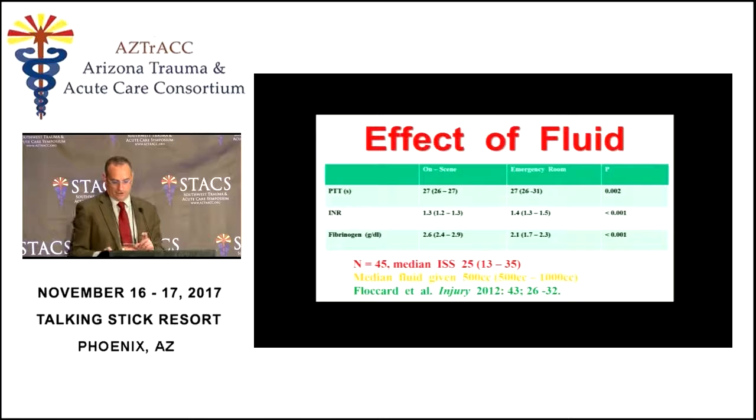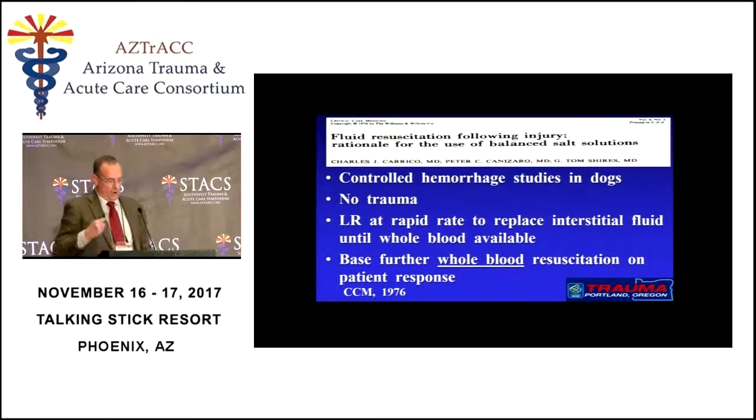Okay? Very, very important data. Now, why do we do all this? This is the data from the 70s. This was done by Carrico and Shires, extremely well-respected surgeon scientists. Their model was called a Wiggers model. They did controlled hemorrhage on dogs, and then they resuscitated them. Controlled hemorrhage. Nobody bleeds by controlled hemorrhage. All of the bleeding in trauma patients is uncontrolled hemorrhage.